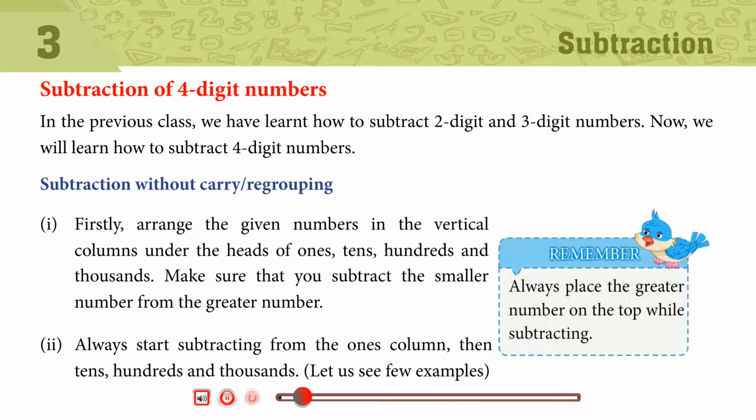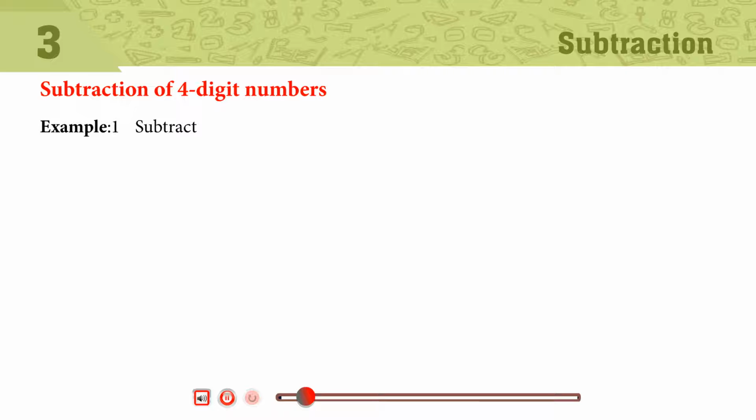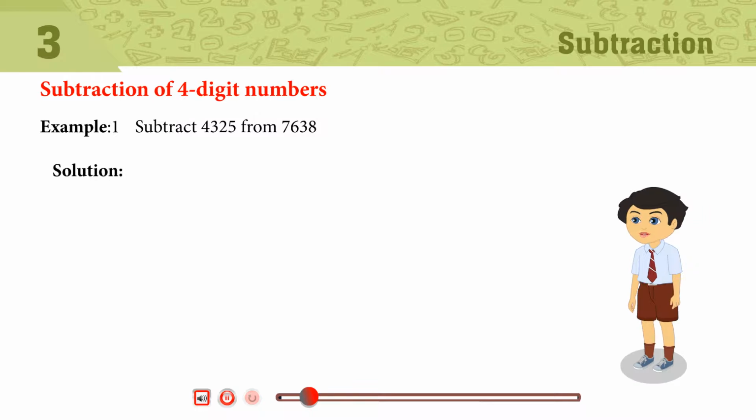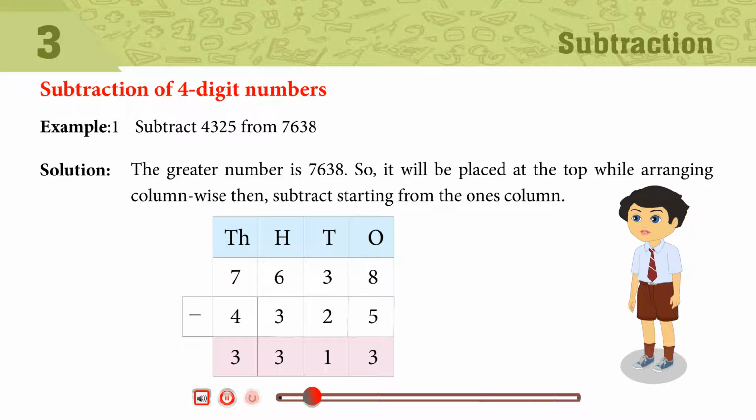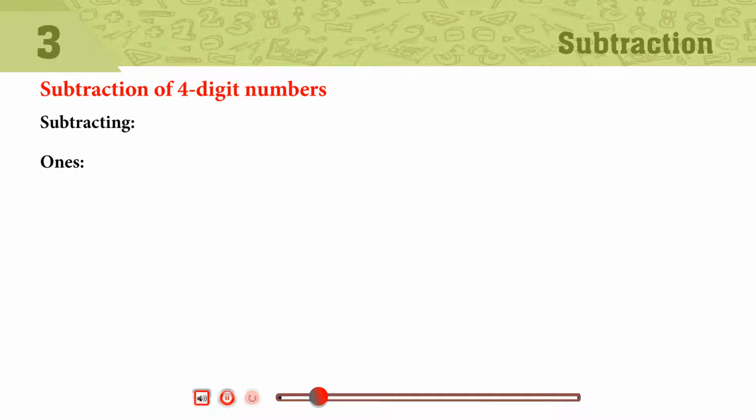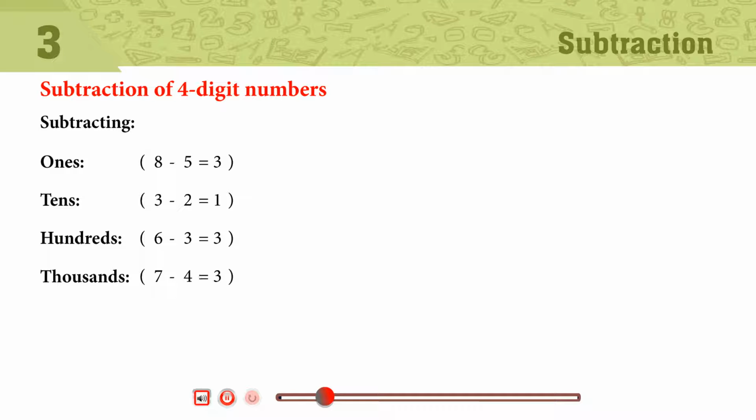Remember, always place the greater number on the top while subtracting. Example 1. Subtract 4,325 from 7,638. Solution. The greater number is 7,638, so it will be placed at the top while arranging column-wise, then subtract starting from the ones column. Minuend, subtrahend, difference. Subtracting. Ones, 8 minus 5 is equal to 3. Tens, 3 minus 2 is equal to 1. Hundreds, 6 minus 3 is equal to 3. Thousands, 7 minus 4 is equal to 3.